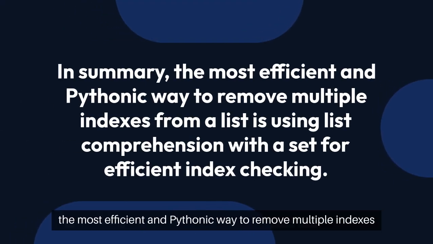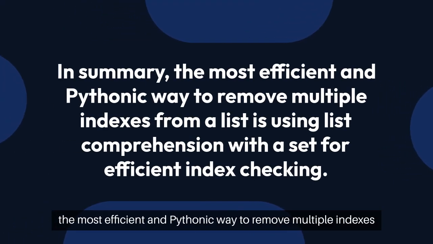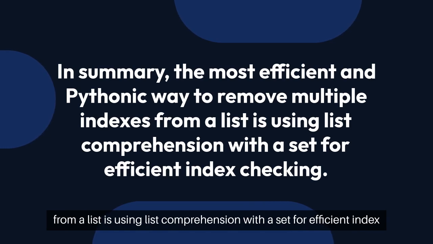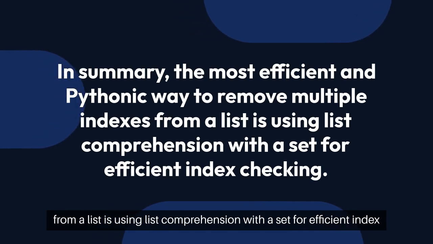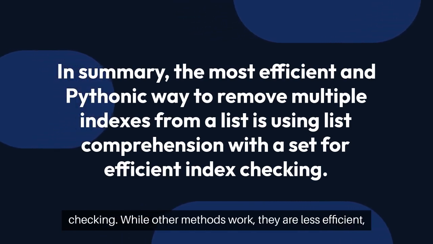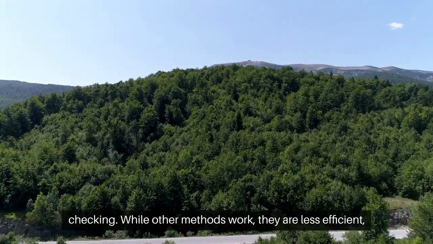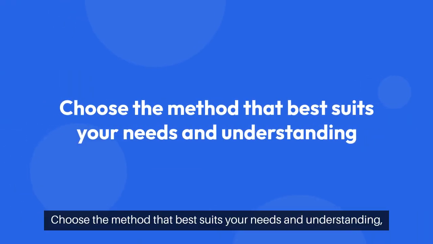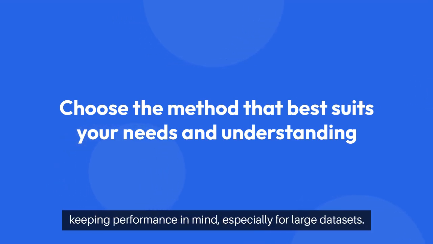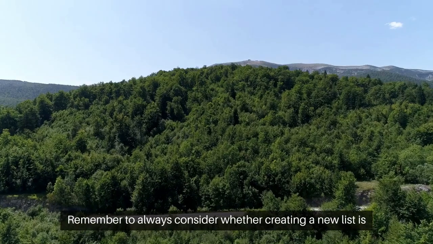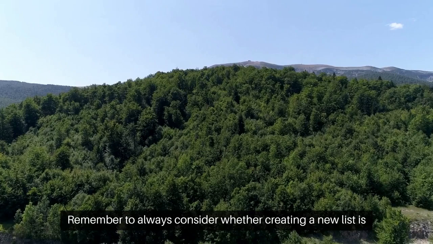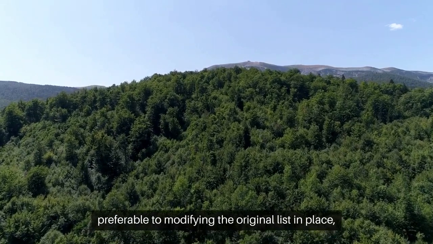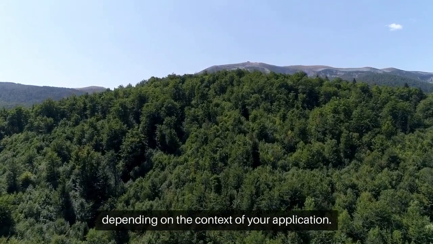In summary, the most efficient and Pythonic way to remove multiple indexes from a list is using list comprehension with a set for efficient index checking. While other methods work, they are less efficient, especially with larger lists. Choose the method that best suits your needs and understanding, keeping performance in mind, especially for large datasets. Remember to always consider whether creating a new list is preferable to modifying the original list in place, depending on the context of your application.